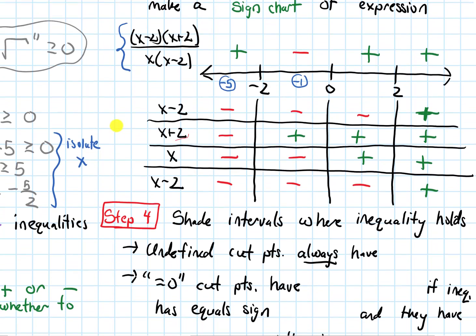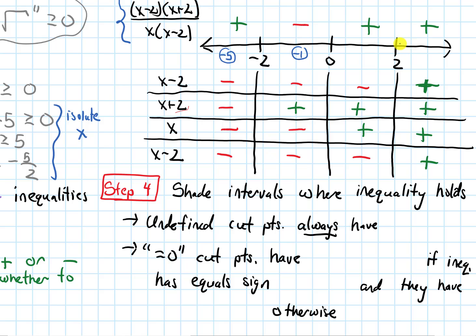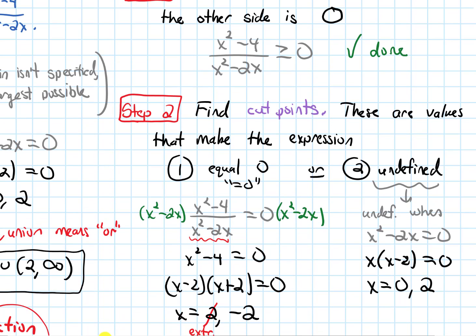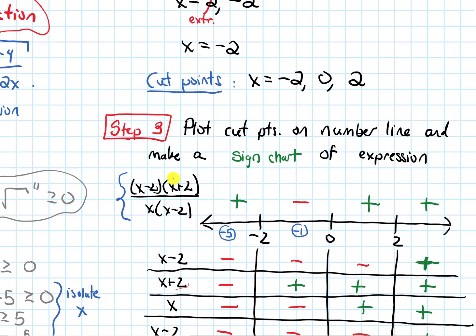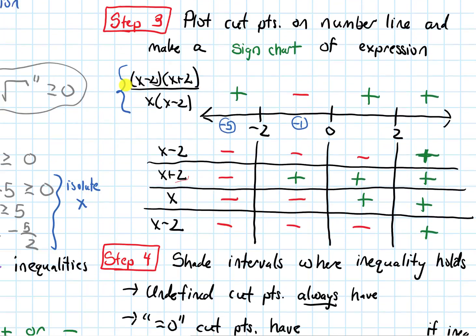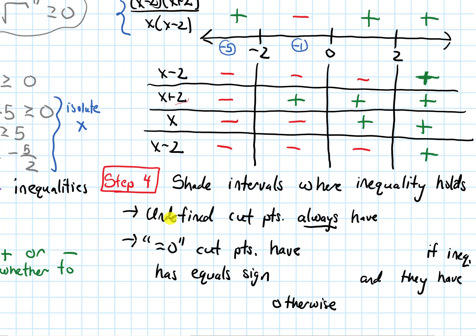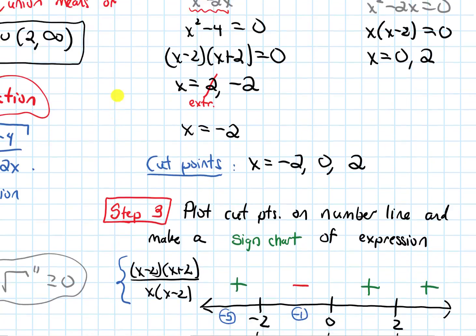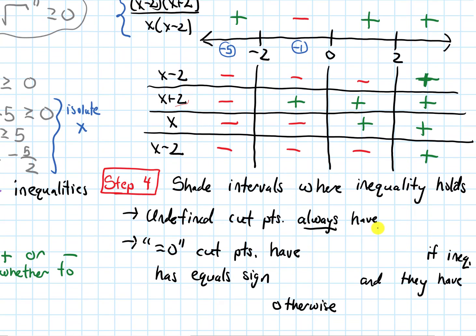So we are on to the last step. The last step will tell me, well, what parts of the number line do I actually shade so I can get my domain? So we're going to shade intervals where the inequality holds. So we care about when our fraction is greater than or equal to 0. So we are going to shade in sections where this whole expression is positive. But I need to know, how do I handle open circles and closed circles? So undefined cut points. And what was the undefined one? Those were 0 and 2. The undefined cut points will always have open circles.